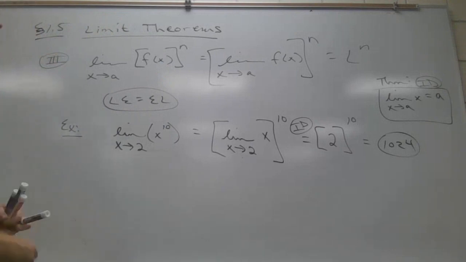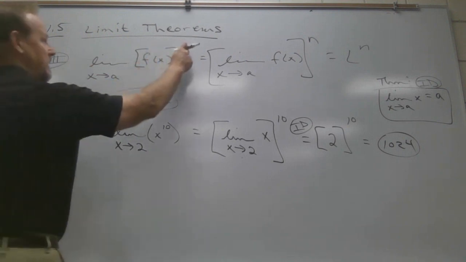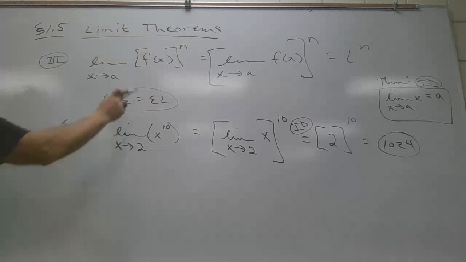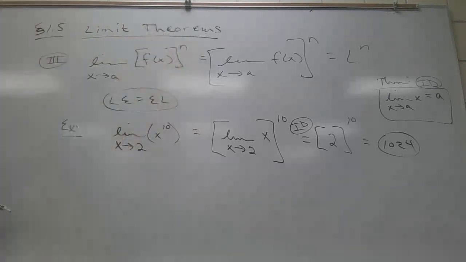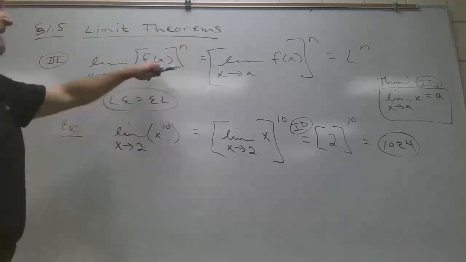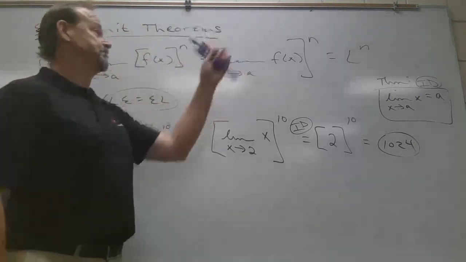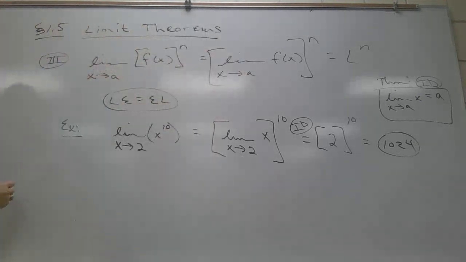So we had the limit of the exponent is the exponent of the limit. Here's another one, very similar to that. This is where n is an integer. Well, really, n could be any real number. Of course, if it's 0, that becomes identity. Anything to the 0 power is 1, right? So it really works for any real number exponent.